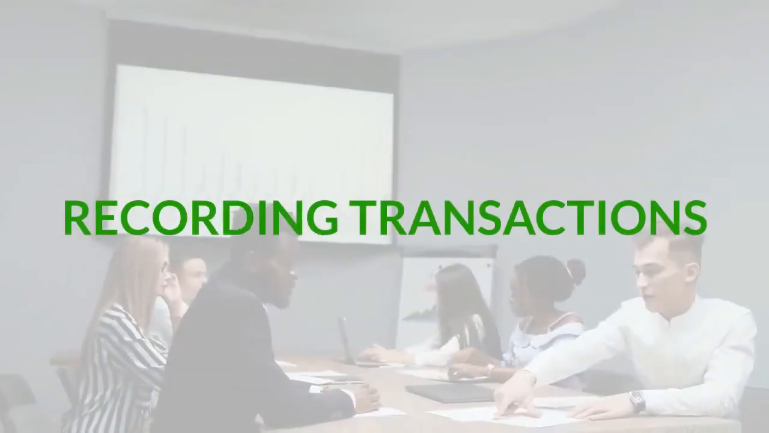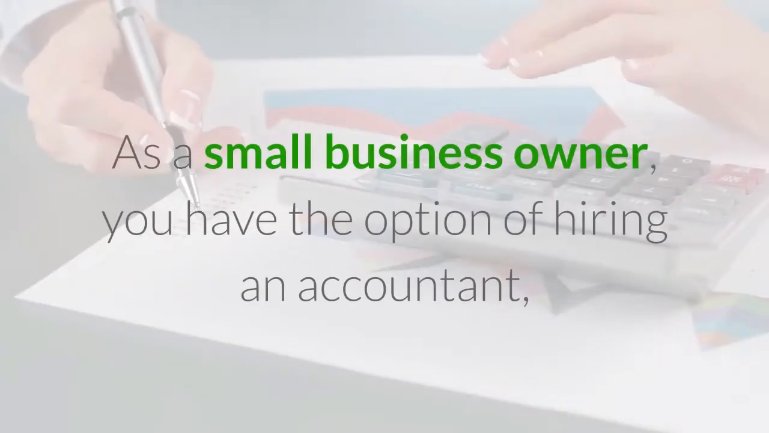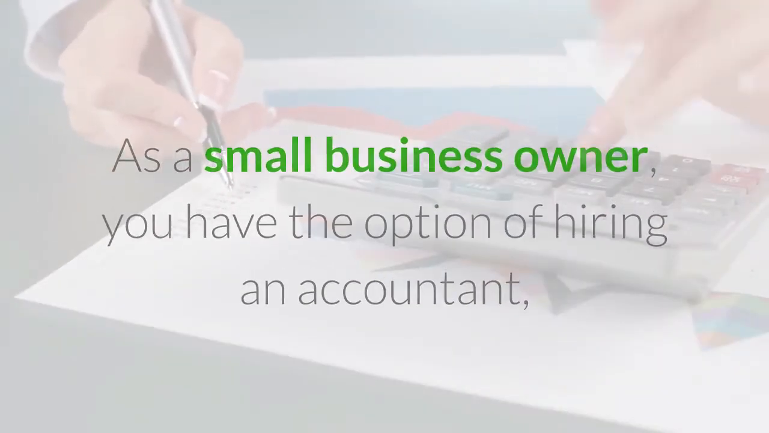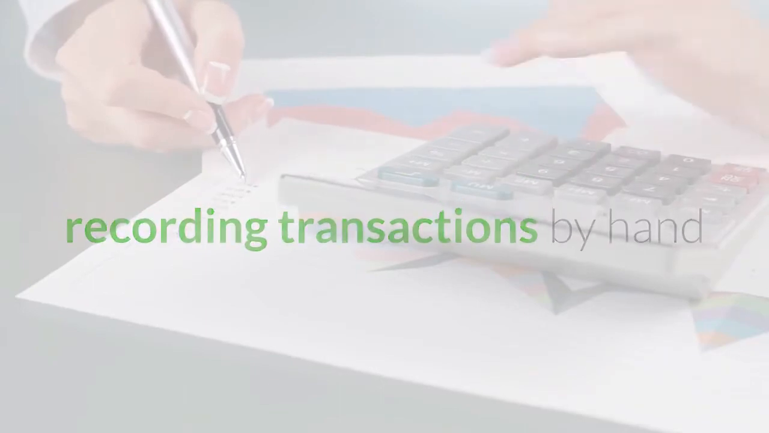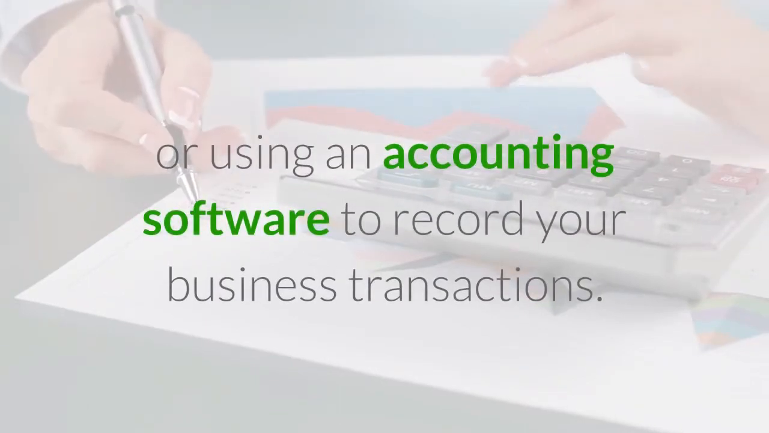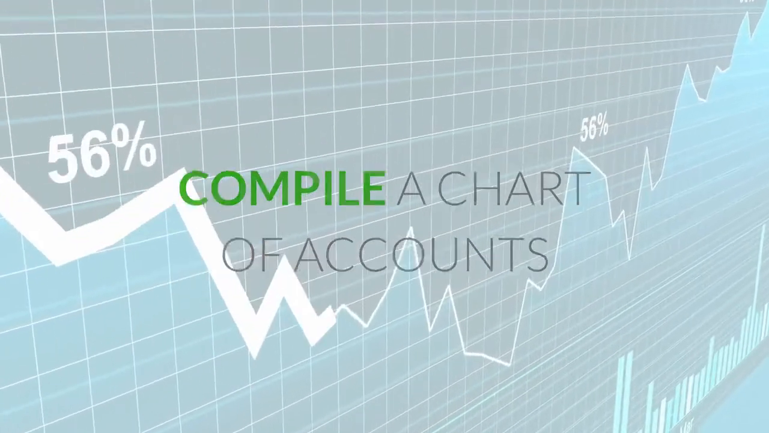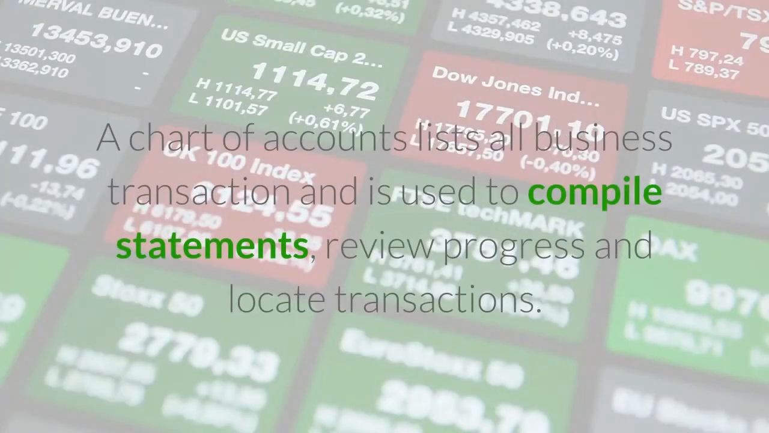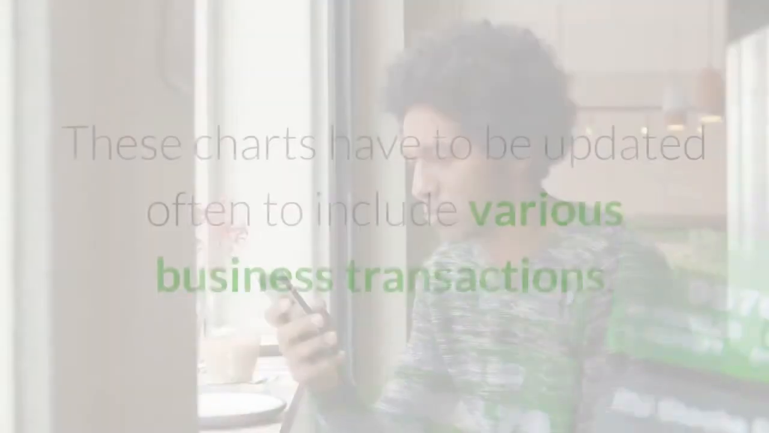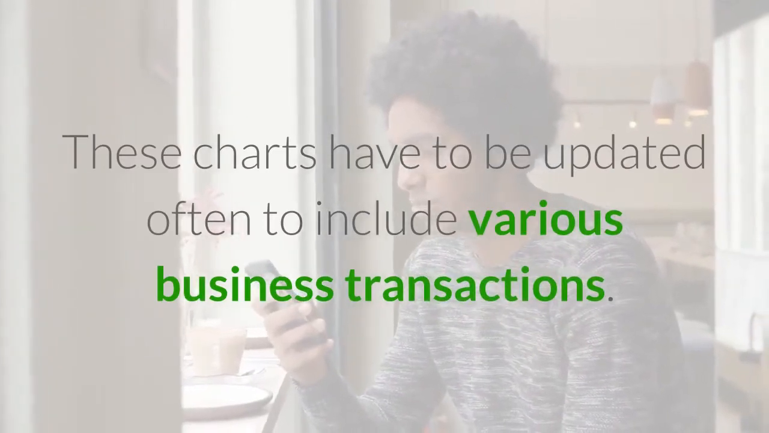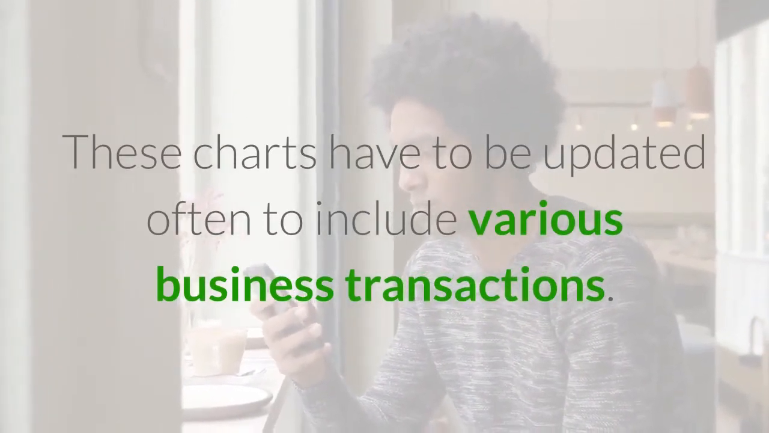Recording transactions. As a small business owner, you have the option of hiring an accountant, recording transactions by hand, or using an accounting software to record your business transactions. Compile a chart of accounts. A chart of accounts lists all business transactions and is used to compile statements, review progress and locate transactions. These charts have to be updated often to include various business transactions.